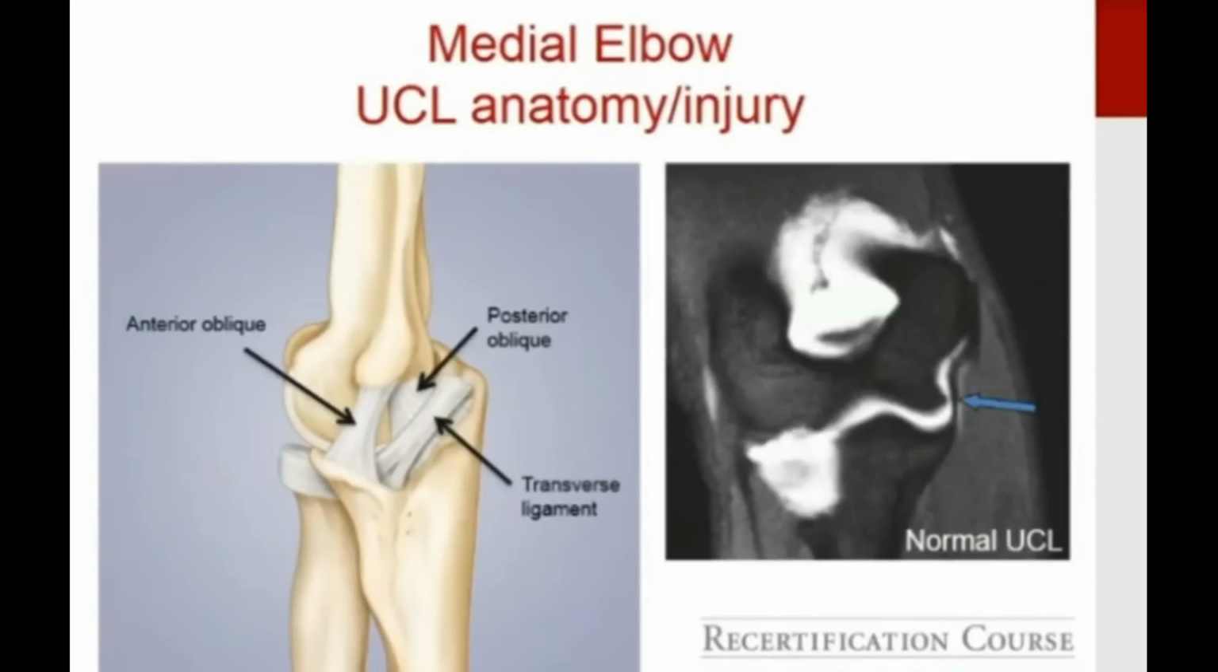The ulnar collateral ligament is composed of an anterior and posterior band. It's the anterior band which is most important, and this is the one that shows up best on MR imaging. It's this thin band-like structure which runs from the medial epicondyle down to insert onto the sublime tubercle of the proximal ulna. So this would be a continuous low signal band extending from the medial epicondyle to the sublime tubercle.